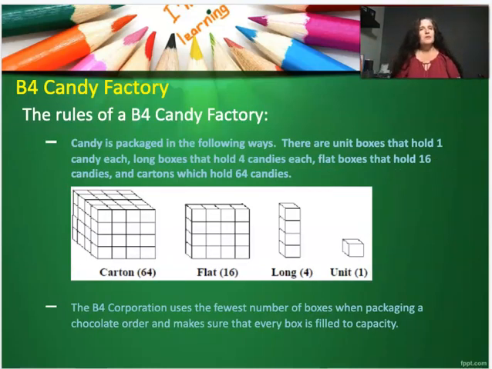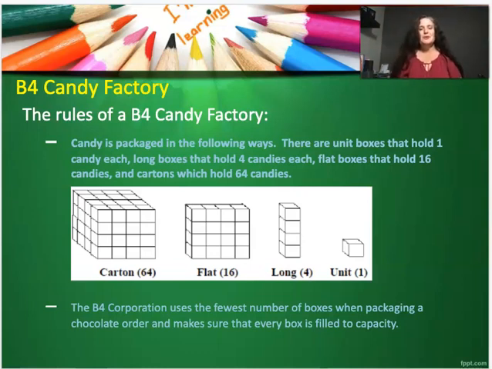So the rules of a B4 candy factory. Candy is packaged in the following ways. There are unit boxes that hold 1 piece of candy each, long boxes that hold 4 pieces of candy each, flat boxes that hold 16 candies each, and cartons which hold 64 candies each. Personally, I would like the 64 candies. Don't send me the unit box, right?